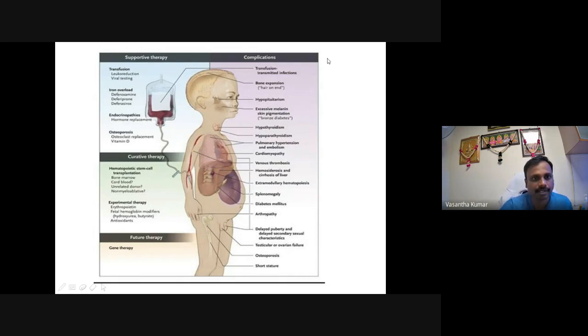And coming to treatment for this patient, one is you can transfuse with normal red blood cells, and then the curative treatment is hematopoietic stem cell transplantation. Experimental therapy includes erythropoietin, fetal hemoglobin modifiers, and antioxidants. The future therapy is gene therapy.